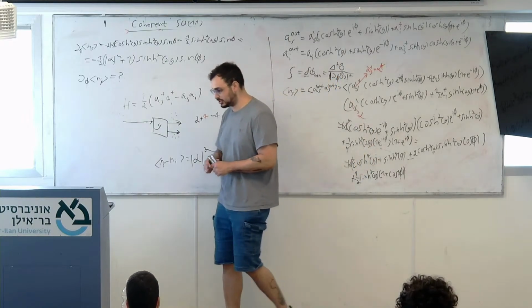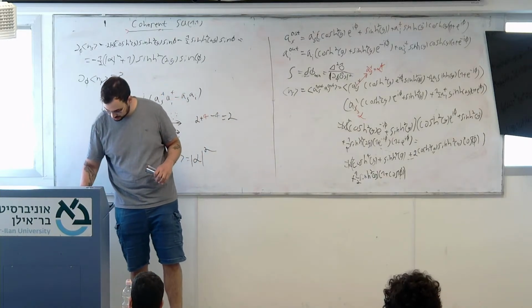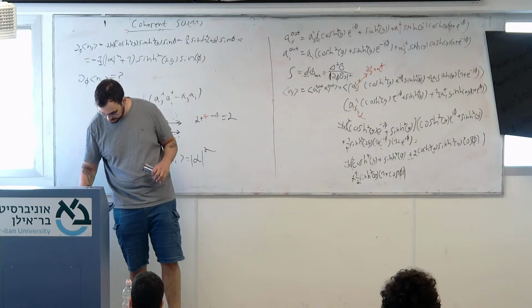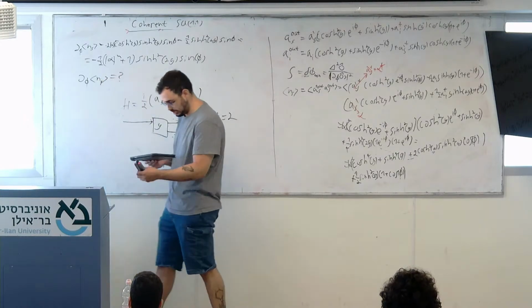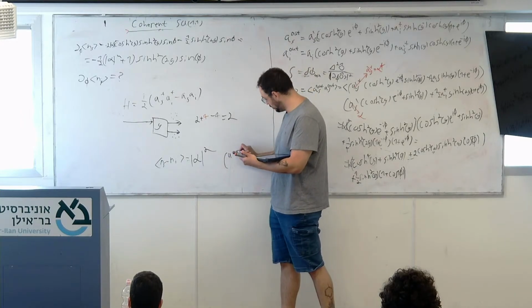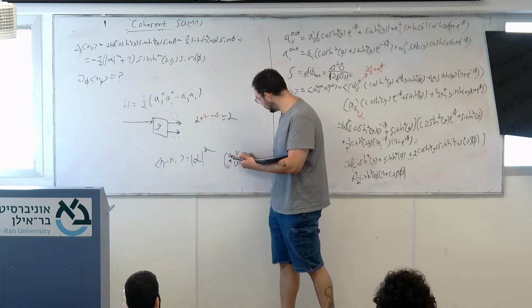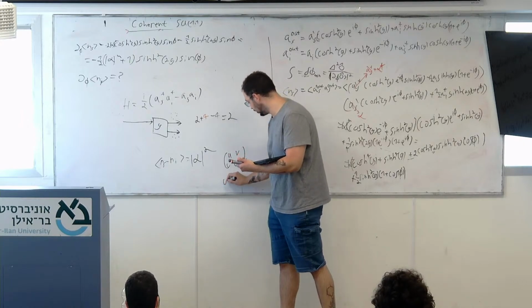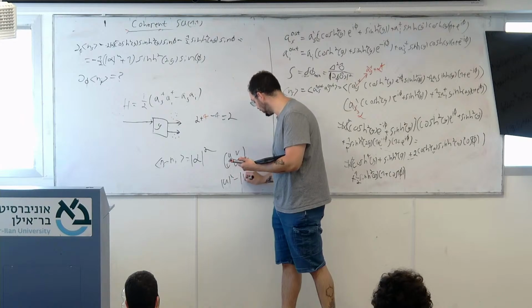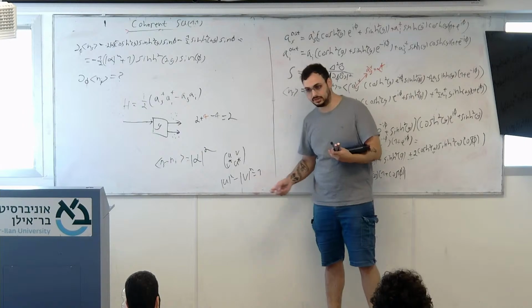Let's just say it. I have it here at the bottom. The SU11 group is all the matrices of the form U, V, V conjugate, U conjugate, so that the absolute value of U squared minus the absolute value of V squared equals 1. So they are conserving a difference.